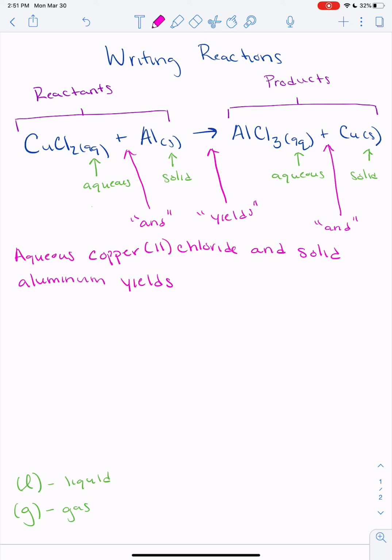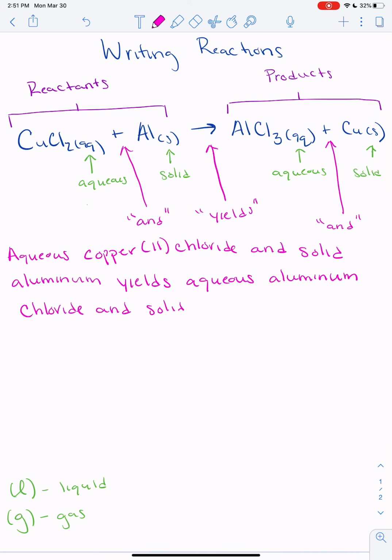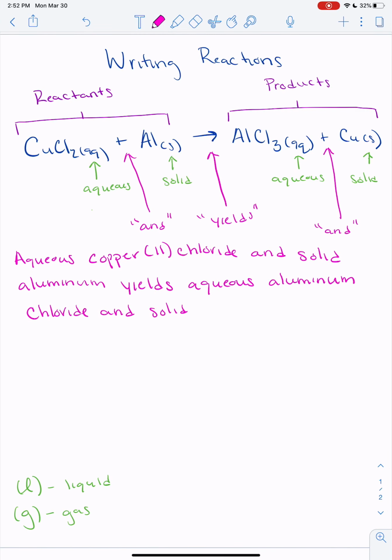This is aqueous here, our next part. AlCl3: aluminum is not a transition metal, so you would just write aluminum chloride. And for that plus sign, and solid. And if you look on your periodic table, Cu is copper. So in sentence form, we have aqueous copper(II) chloride and solid aluminum yields aqueous aluminum chloride and solid copper.